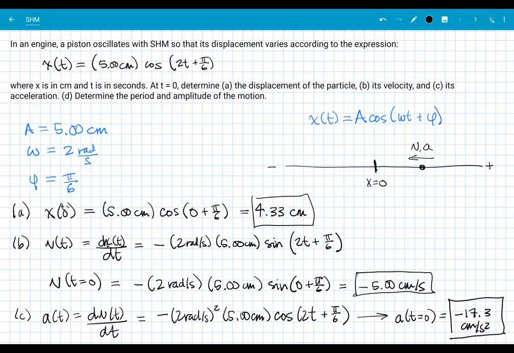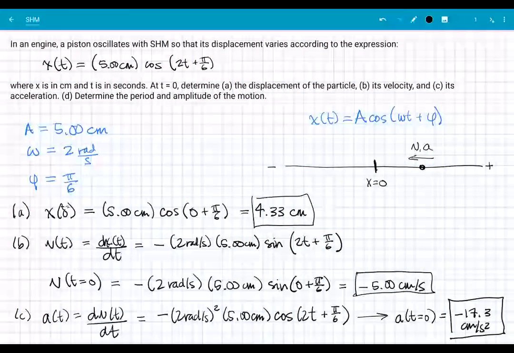So what that means to me is that it's on its way back to equilibrium. At equilibrium is where it's going to be going the fastest, right? So it makes sense that it would be speeding up if it's on its way back to equilibrium. So at the very least, try to stay in touch with where it is. Is it speeding up or slowing down? Is it on its way back to equilibrium, or is it on its way out to the maximum displacement, otherwise known as the amplitude?